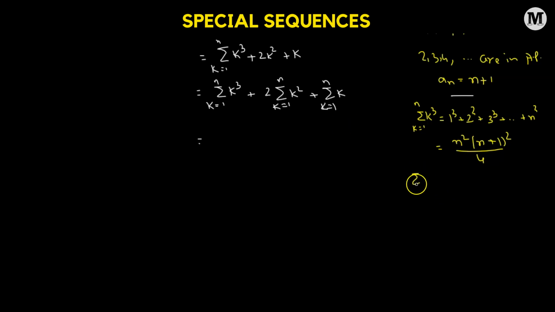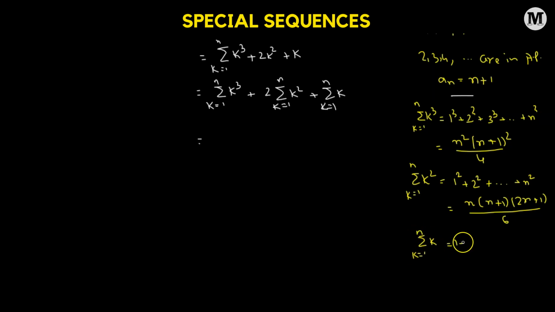Then the summation of k squared, where k goes from 1 to n, is going to be the sum of the squares of the first n natural numbers, all the way up to n squared, and we have a standard formula for it, that's given by n multiplied to n plus 1 times 2n plus 1 whole divided by 6. And then finally we have the summation of k running from 1 to n. This is simply the sum of the first n natural numbers, and we have a formula for this, that's n times n plus 1 divided by 2.